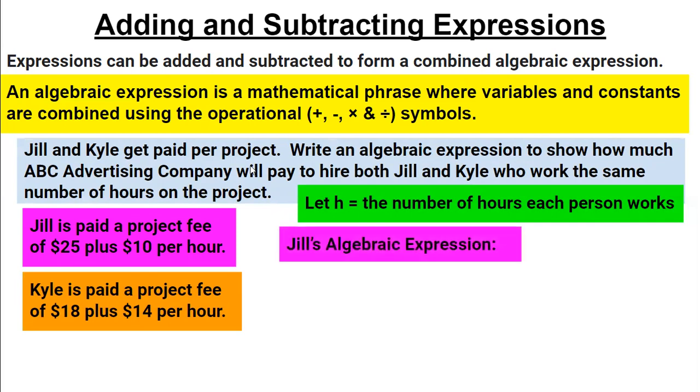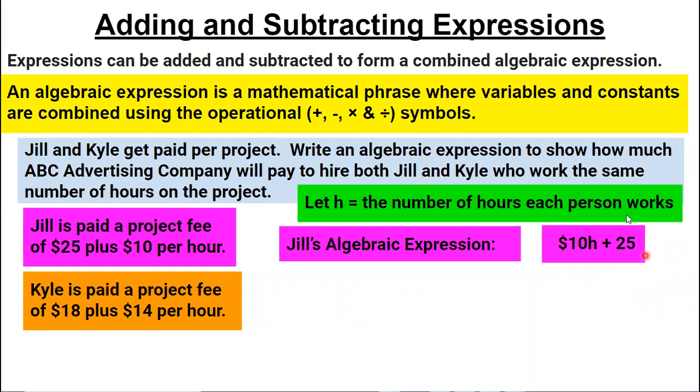So Jill's algebraic expression will be as follows. She gets $10 per hour, so that's 10 times H, 10 times the number of hours she works. If she works 1 hour, she gets $10. If she works 2 hours, she gets $20. If she works 3 hours, she gets $30, etc. And then she gets the base fee of $25. So it's 10H plus 25. That's what this expression is saying.